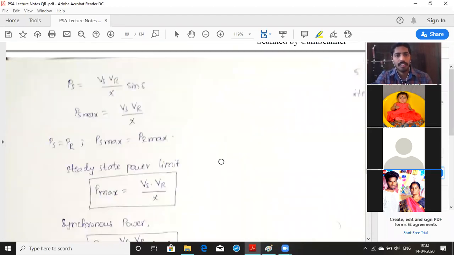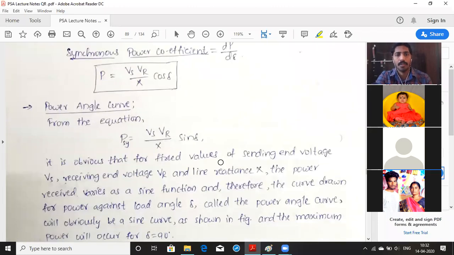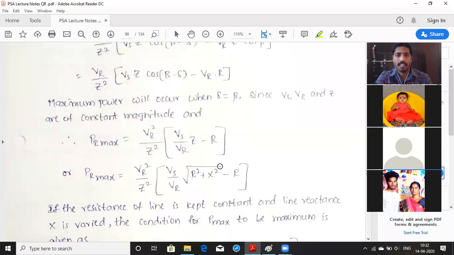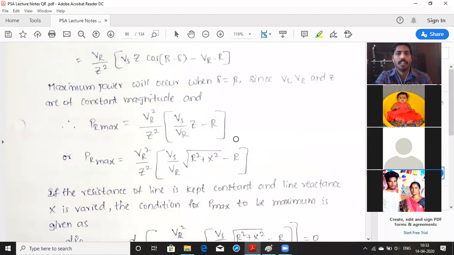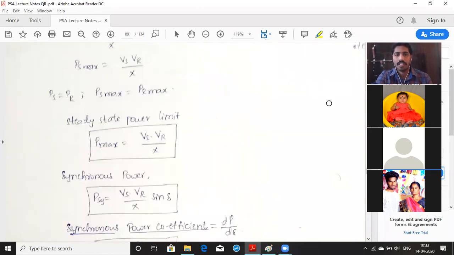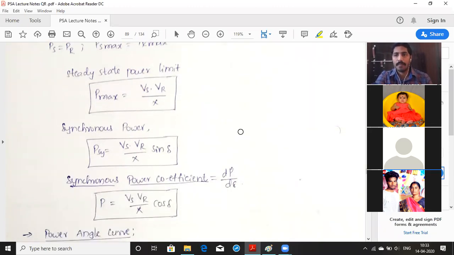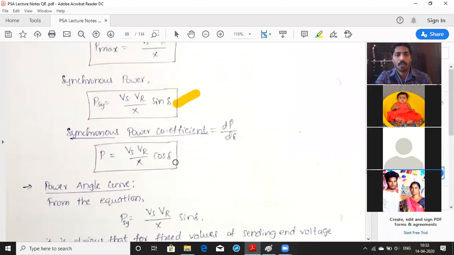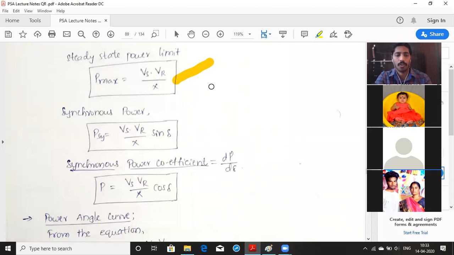Good morning, all of you. In the previous session, we discussed the power angle curve, which we will draw when discussing transient stability, an important topic. We derived three important equations: VSVR by X, which is the maximum power; VSVR by X sine delta, which is the synchronous power; and VSVR by X cos delta, which is the synchronous power coefficient. We will use the VSVR by X sine delta to draw the curve of power.